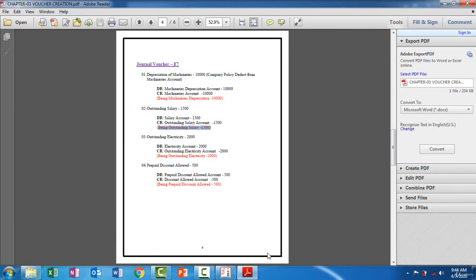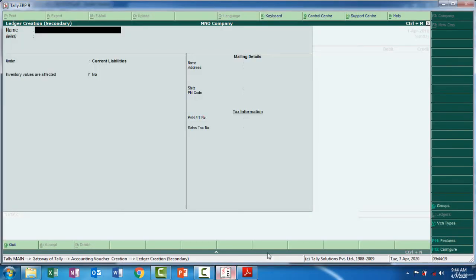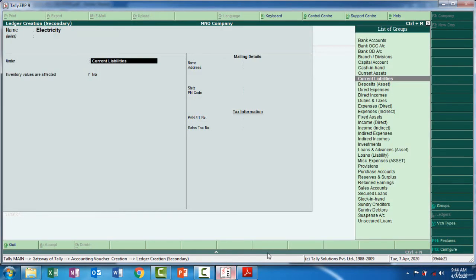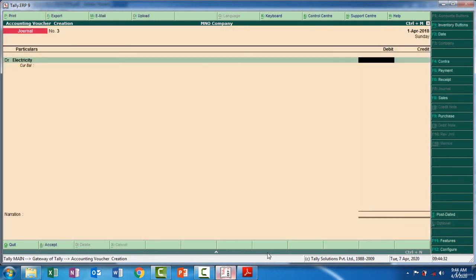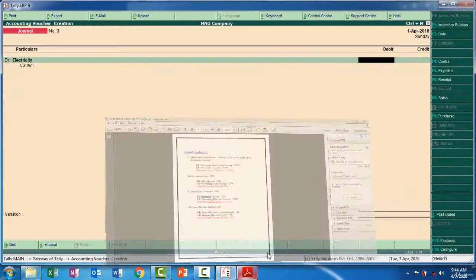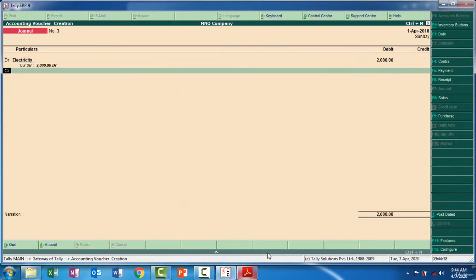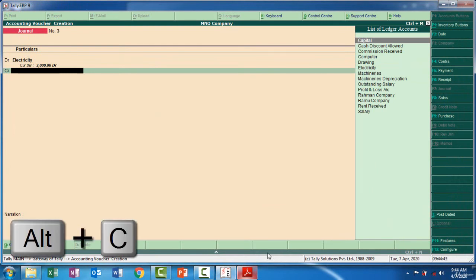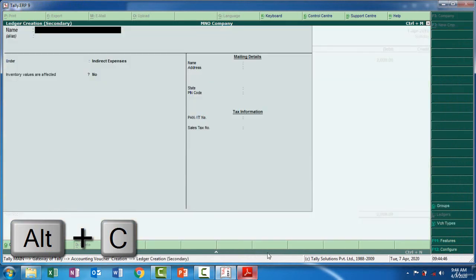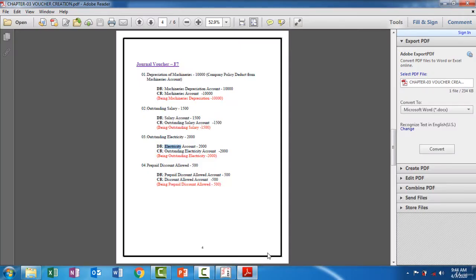So we can create the electricity account. It comes under the indirect expenses. The amount is 2000. Then outstanding electricity account credit. So Alt plus C, because we don't have outstanding electricity account, we have to create outstanding electricity.